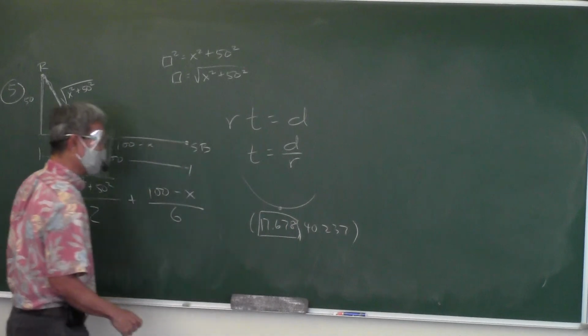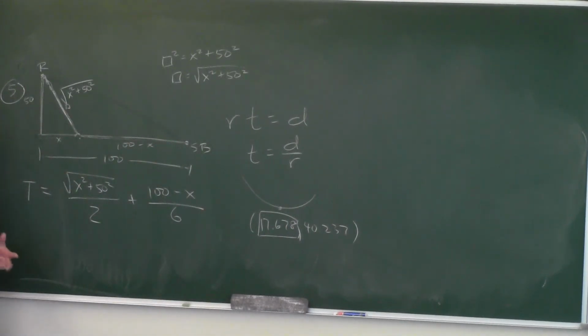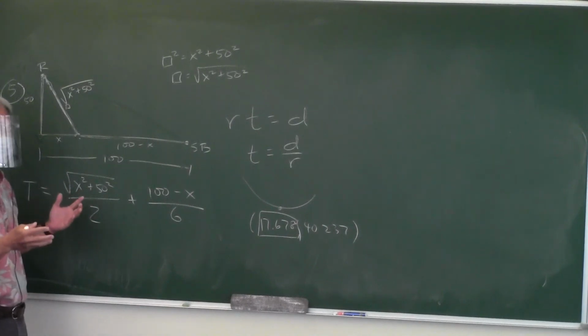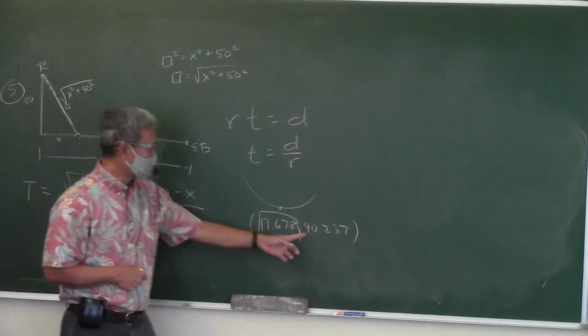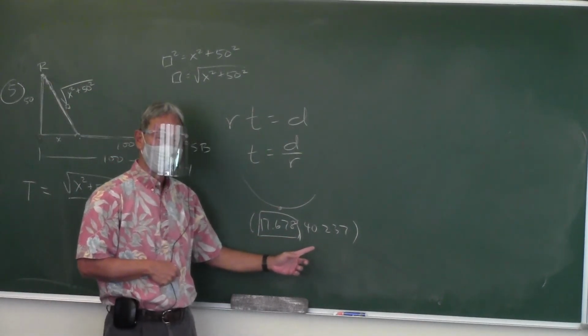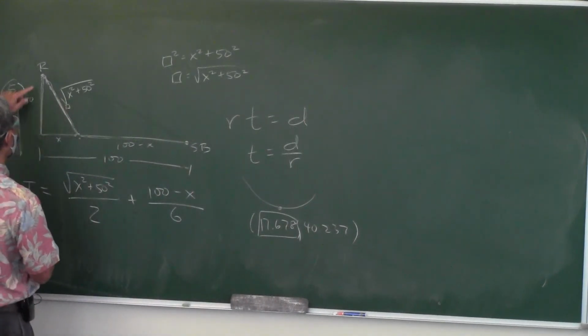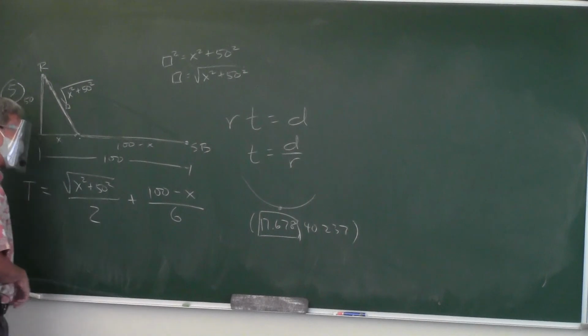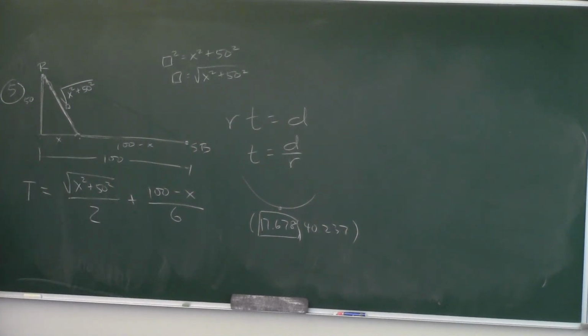What if the question was, what is the minimum time in seconds? Then the answer would be 40.237, right? So that means the lifeguard should be able to get from there to there in 40.237 seconds, and that's the fastest that the lifeguard can get there.